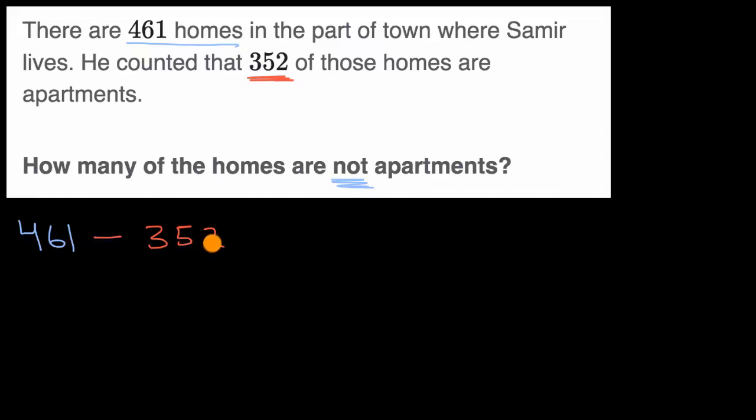And as we've talked about in other videos, there are many techniques for doing this. We could break apart 352 into the various place values. So we could say that this is the same thing as 461 minus, I'll do this in different colors, minus 300s, or 300, minus 5 tens, or 50, and then minus 2.